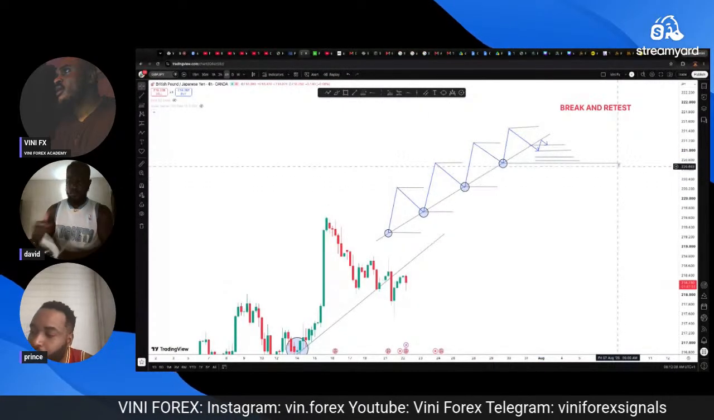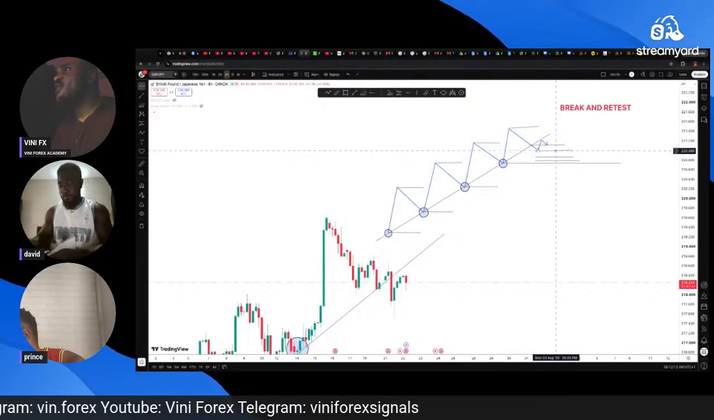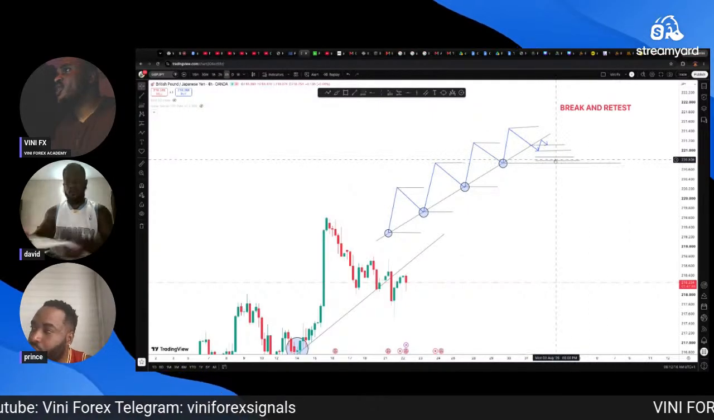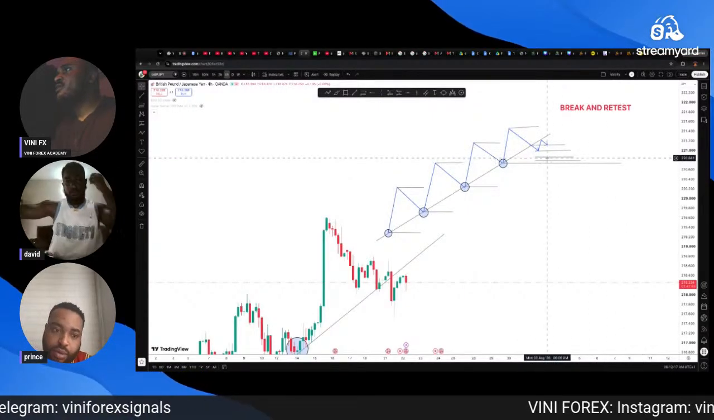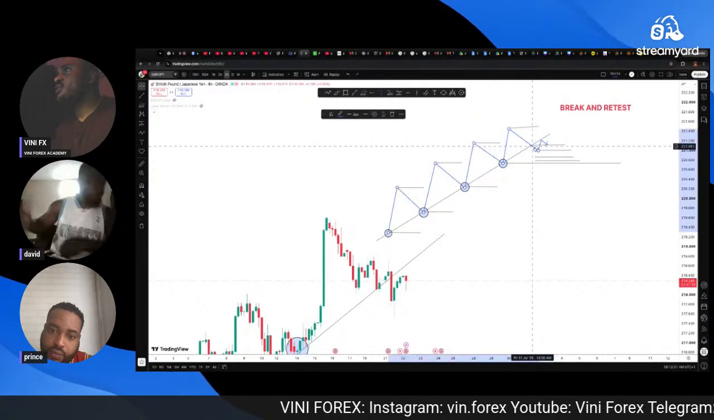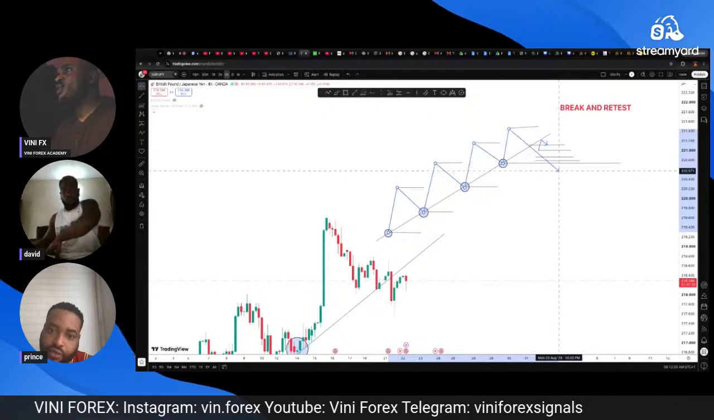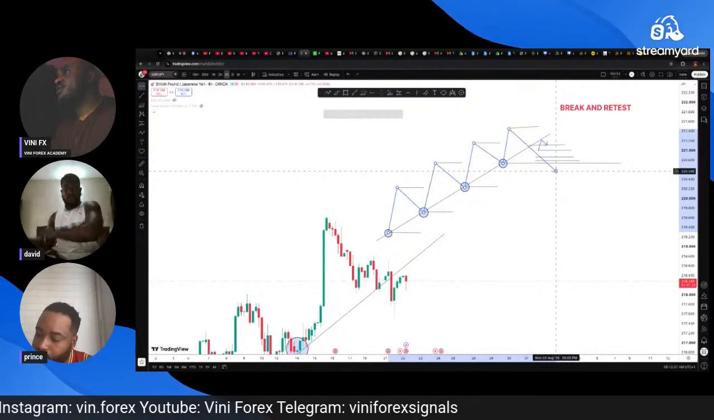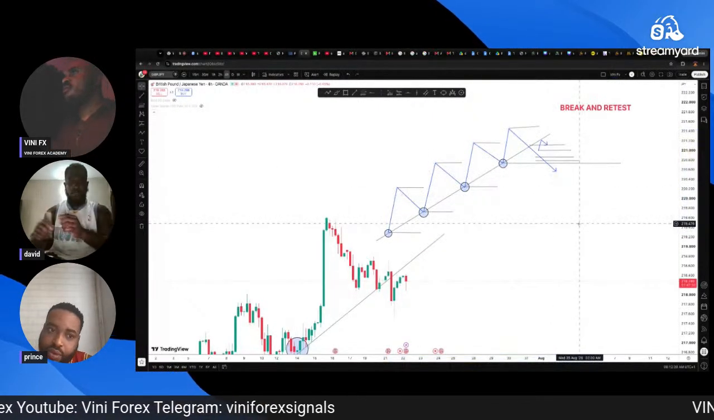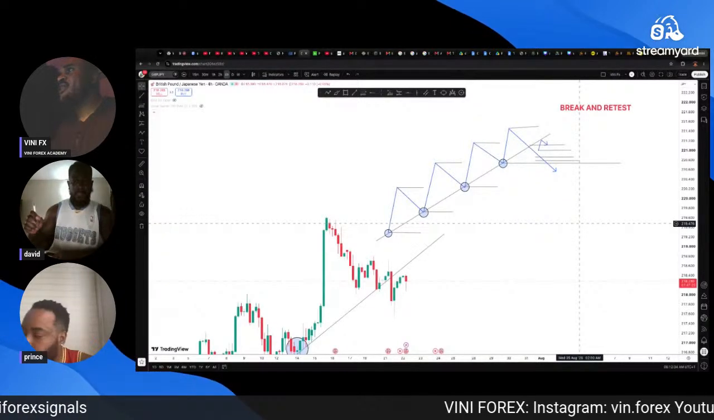But the moment any of these lows is no longer higher, the moment it comes down to break below this previous higher low, what does it mean? It goes down. It means a downtrend. What does it mean? It means a lower high.